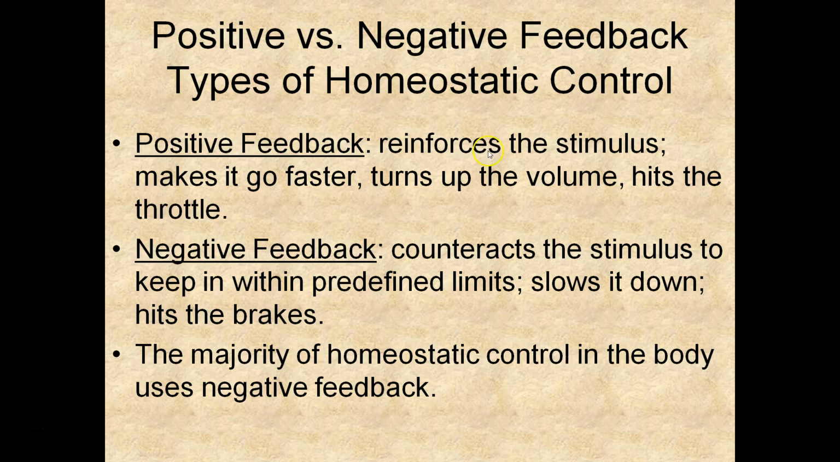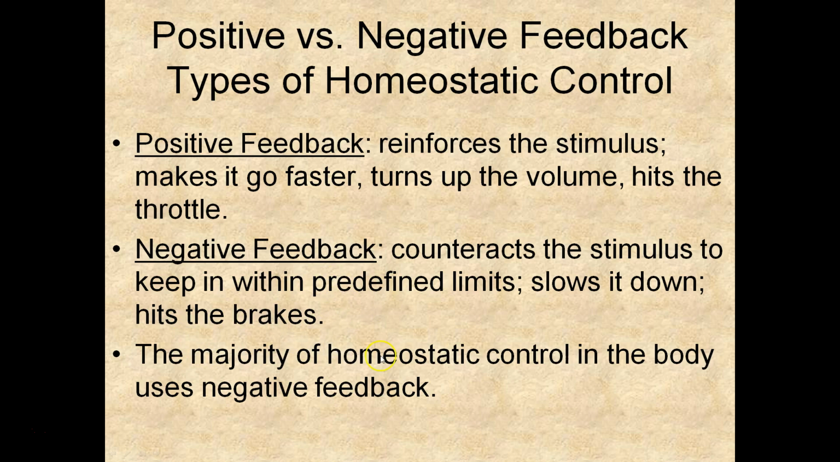So positive feedback reinforces the stimulus, makes it go faster. An analogy is you turn up the volume, or hit the throttle, put your foot on the gas if you're driving a car. It makes it go faster. Negative feedback counteracts the stimulus to keep it within predefined limits, or it slows it down. The analogy is it hits the brakes. It says stop. Predefined limits, it's basically in your genetics. So your genes determine predefined limits of many different things, like oxygen levels or sugar levels.